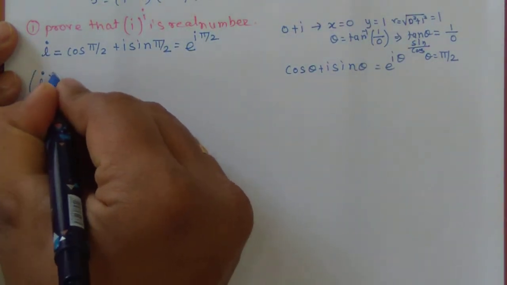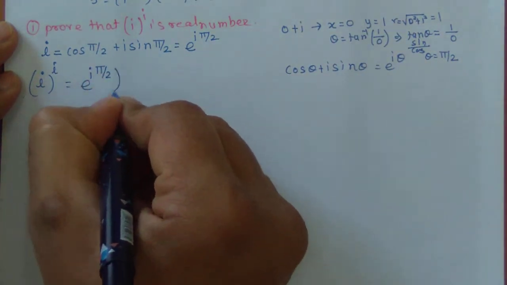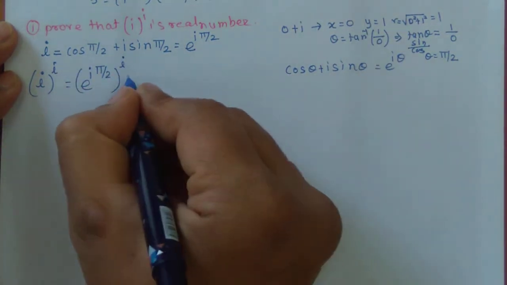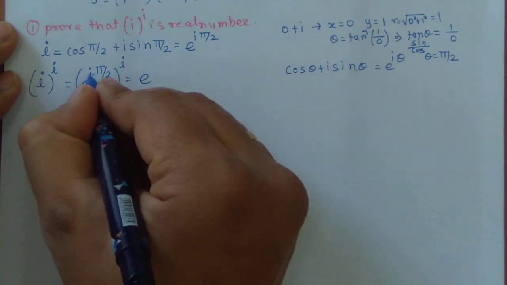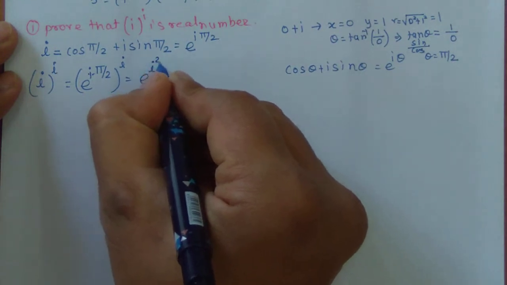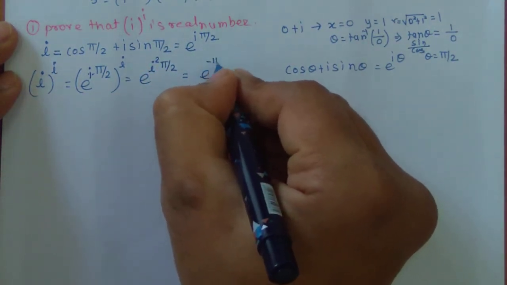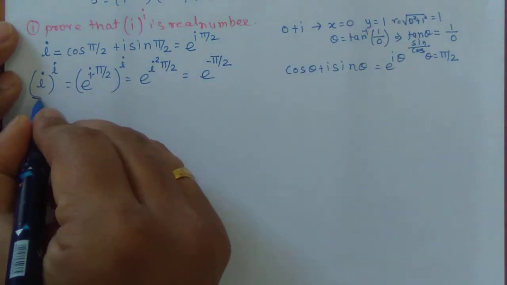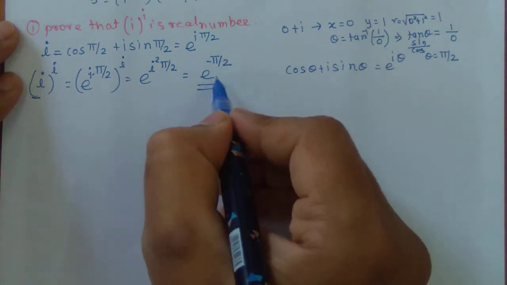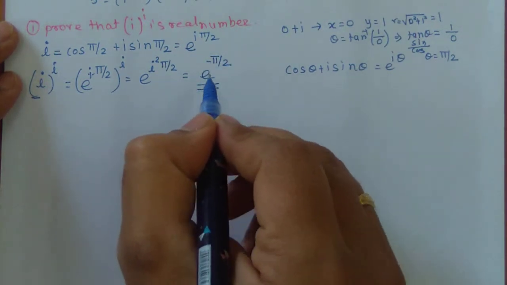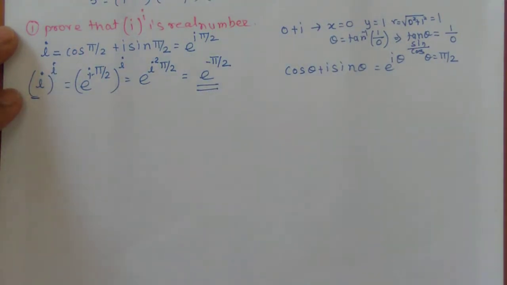Now, i raised to i is equal to e raised to i times pi by 2, bracket raised to i. By using the laws of indices, we can multiply these two powers. Hence, we get e raised to i into i, that is i square, into pi by 2. But i square is minus 1. Hence, we get e raised to minus pi by 2. So see this value, e raised to minus pi by 2. There is no imaginary part involved in this. So, of course, this is a real number. Hence, the value of i raised to i is real.